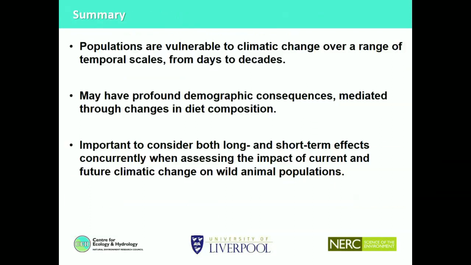And to summarize and think about it more broadly, populations are vulnerable to climatic effects operating over a range of temporal scales, from days to decades. This might have profound demographic consequences on populations, mediated in this case at least through changes in diet composition. And finally, it is important when we conduct these studies to assess both long and short-term effects, both current and predicted future, when we assess the effects of climate change on wild animal populations.